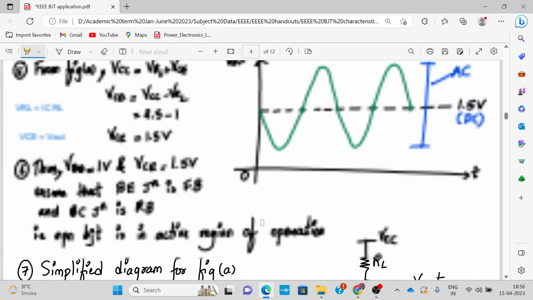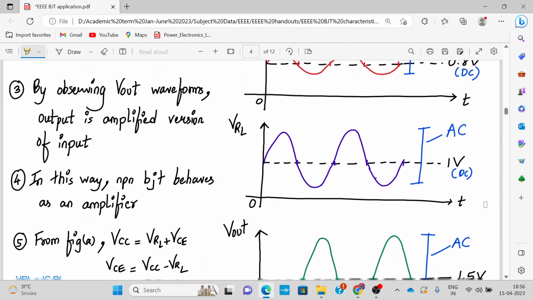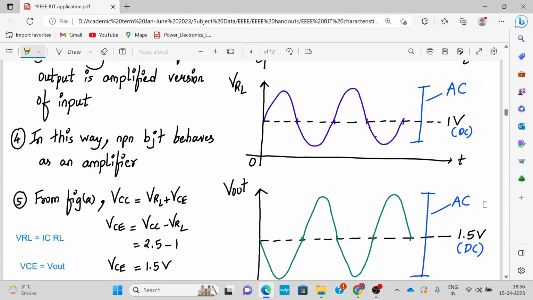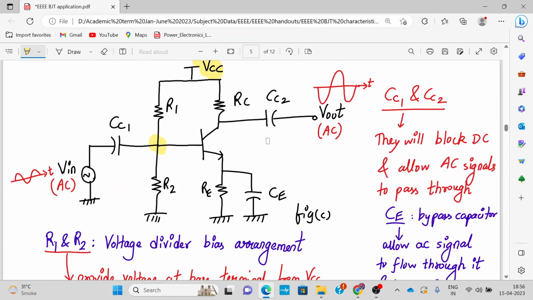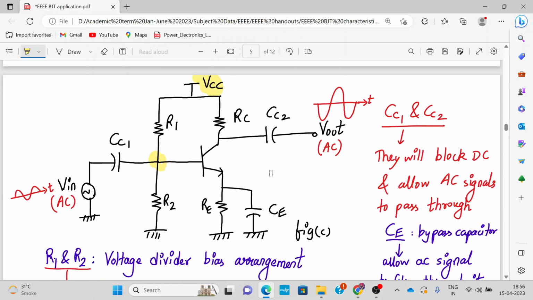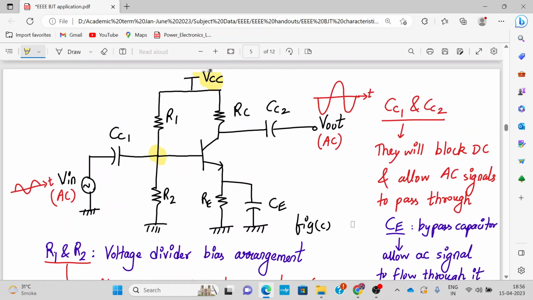Now, as you saw over here, there is a presence of both AC as well as DC quantities. Normally, if we are evaluating as a voltage amplifier, you would like to see only AC quantities. So we have to block these DC quantities. That is why the role of capacitors over here. Capacitors are well known for blocking the DC value and allowing the AC signal to pass through. So that's the role of input and output coupling capacitors CC1 and CC2. They will block DC and allow only AC to pass through.